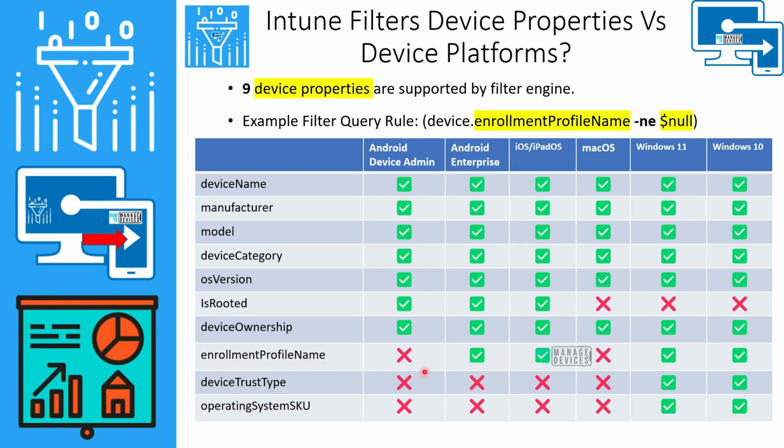Enrollment profile name. This is not supported for Android device admin and macOS platforms. Device trust type is not supported for all these device platforms. It is only supported for the Windows device platform, Windows 10 and Windows 11. Operating system SKU. This is only supported again for Windows devices, Windows 11, Windows 10, not supported for other device platforms. Okay, let's move on.